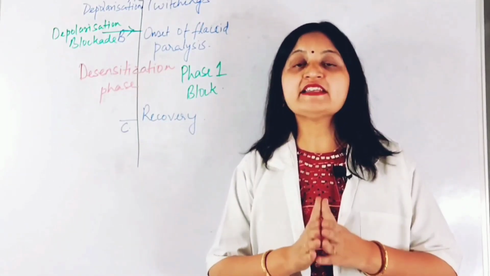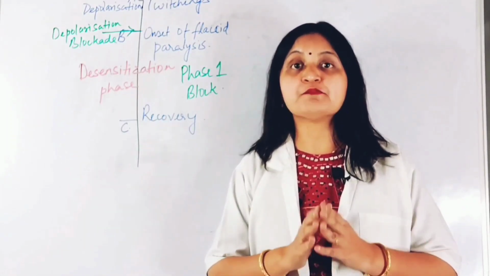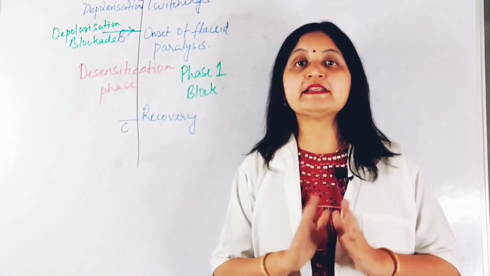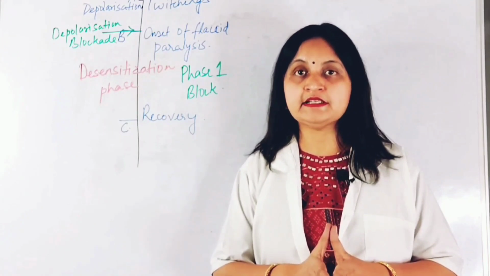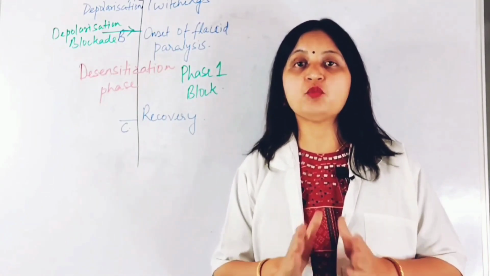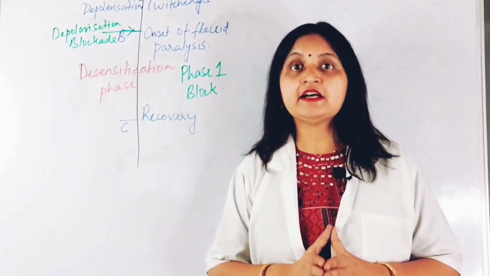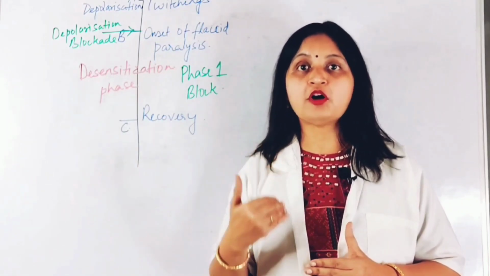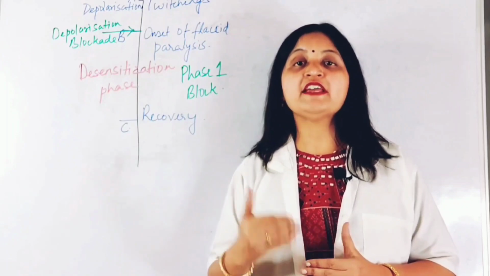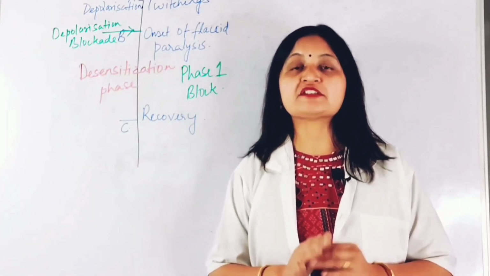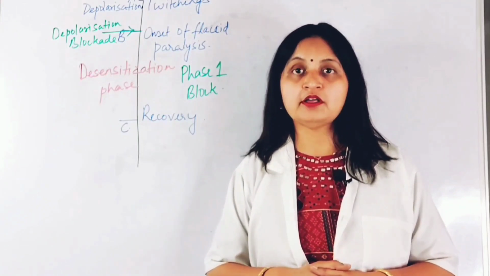In this phase, flaccid paralysis continues, there is blockade of neuromuscular transmission, and the motor end plate is unresponsive to the signals. This is also known as phase 1 block. At higher concentration, succinylcholine converts the phase 1 block to phase 2 block. The phase 1 block is the depolarizing block, whereas the phase 2 block is non-depolarizing block.